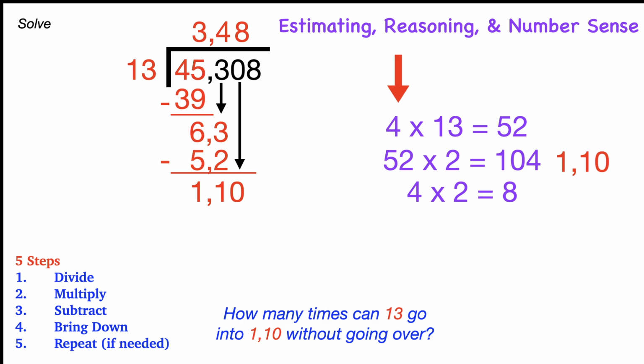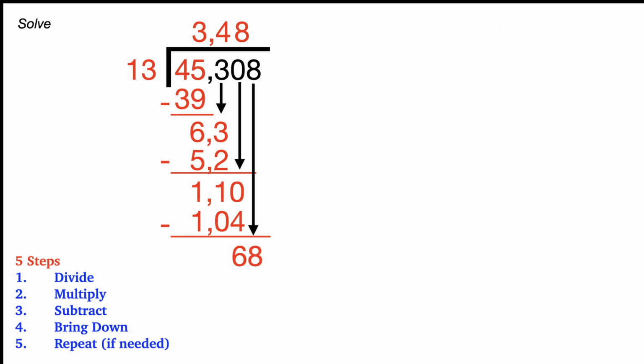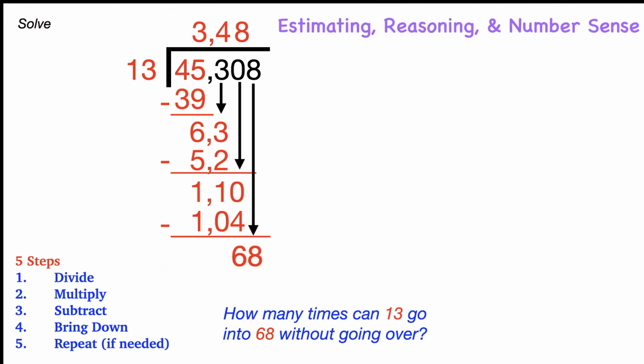So we're going to put the 8 at the top, and we're going to multiply 8 times 13, but we already know it's going to be 104. And now we put the 104 on the bottom, and we subtract. When you subtract, we get 6. Bring down the 8, almost there, and now we have 68. We're starting with the divide step again. How many times does 13 go into 68 without going over?